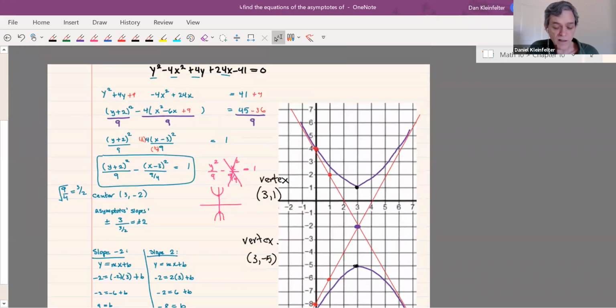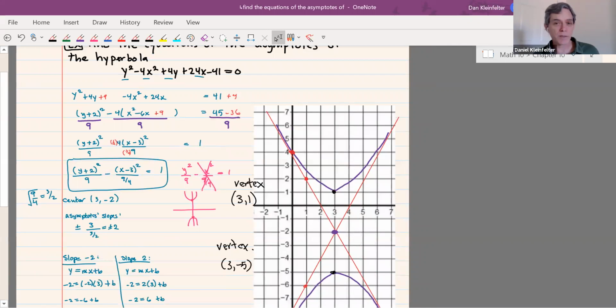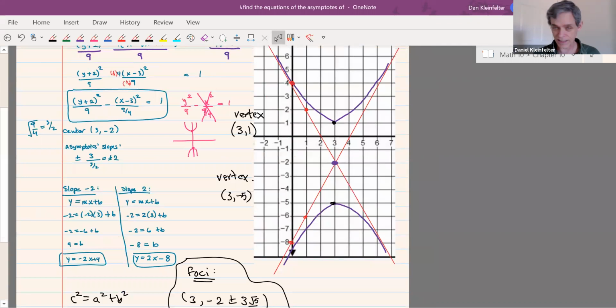Go through and take a look at all the steps that we had to do. We completed the square to find the center. Once we had the center, we went and found the asymptote slopes. We found the equations of two lines through a point with two different slopes to get the two asymptotes, and we drew those. We figured out where the non-relocated version of the hyperbola would be, so that we knew whether it was opening up or down or side to side, and then drew that on. We figured out where the vertices and foci are.